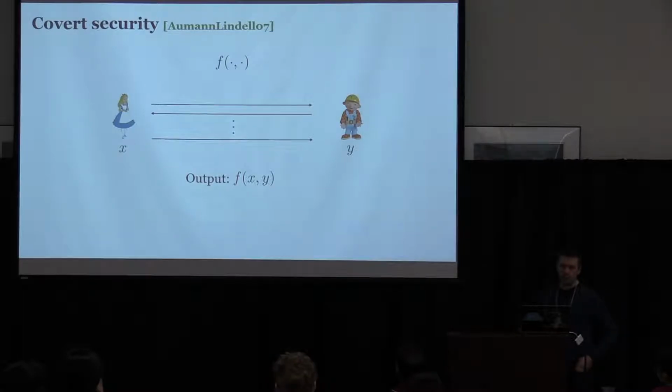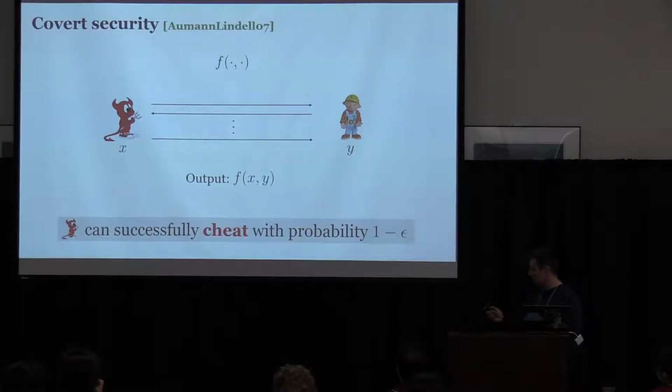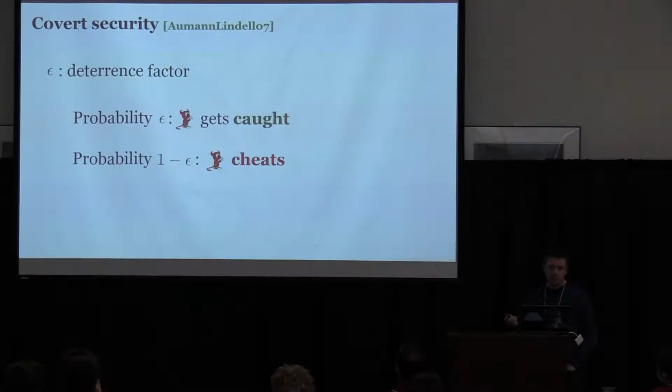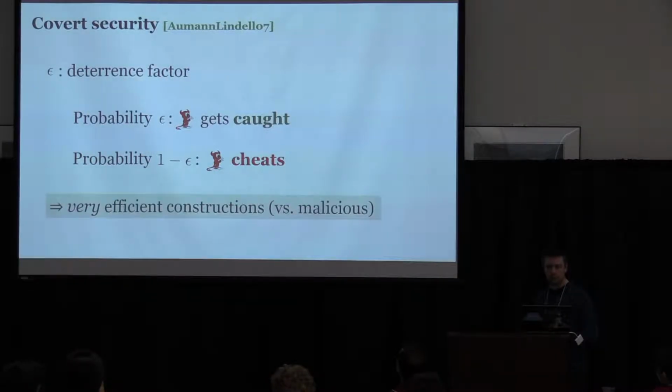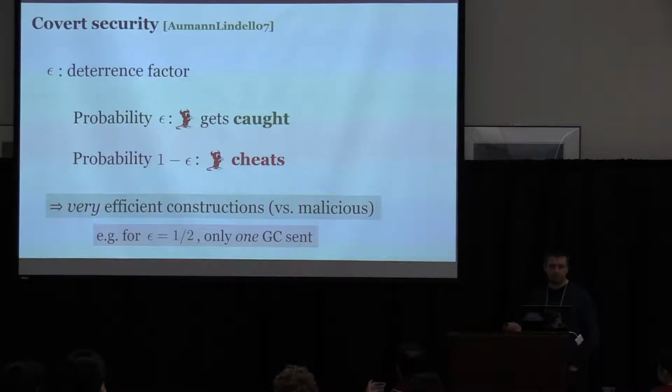Okay, so in pictures, that's the same protocol that players run, and we say that there is a deterrence factor: if Alice is cheating, she's going to get caught with some probability epsilon. Epsilon is non-negligible here, and with probability 1 minus epsilon, she's able to cheat. And the point of this model is a trade-off with efficiency, and much more efficient constructions are possible in the covert model compared to malicious.